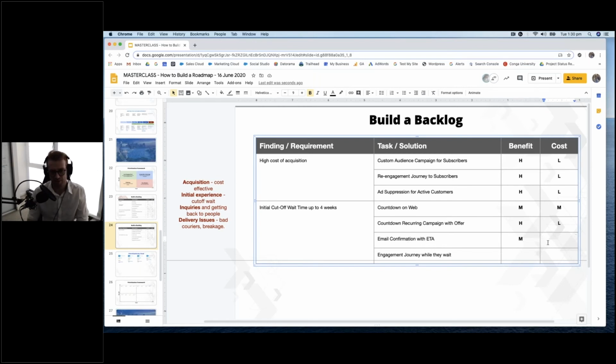Email confirmation with ETA is pretty low as well. And then engagement journey while they wait. This one is pretty high, because you can cross sell at this time. And then low, I mean, maybe you could say it's the same, medium. Yeah, if you plan to cross sell though, or upsell, then maybe it could be high. That's the thing, a lot of it's about the strategy.